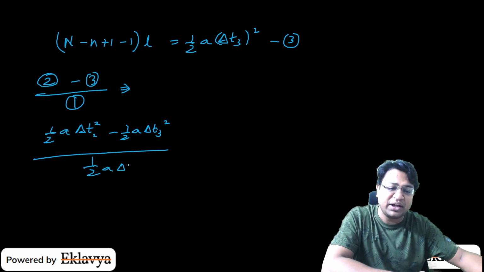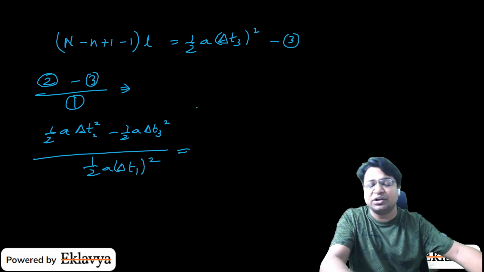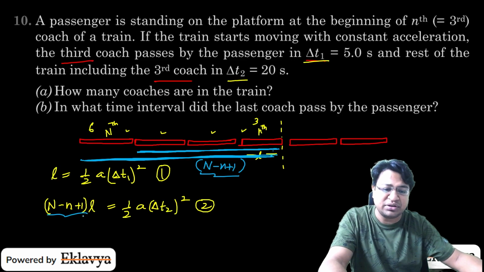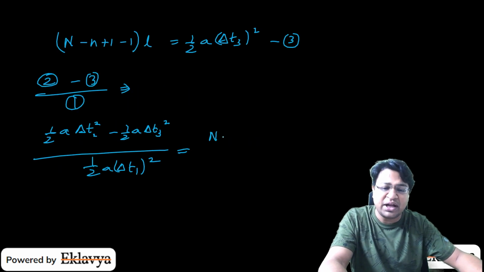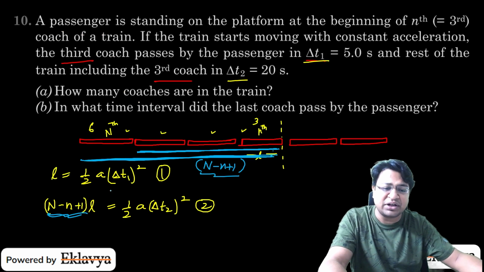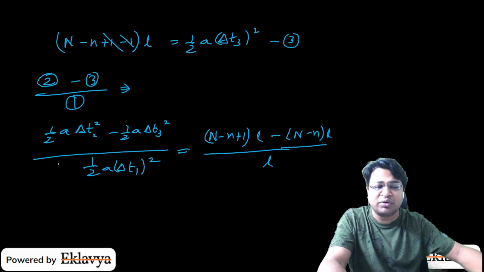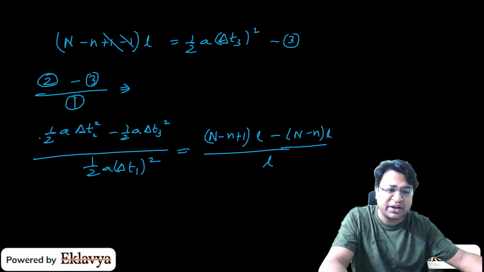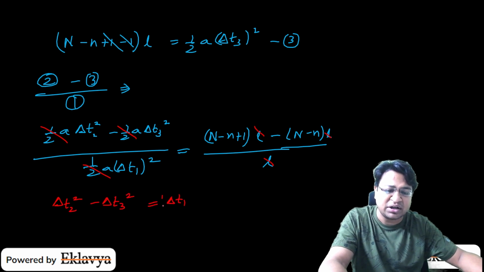Divided by half A T1 square should be equal to now the left hand side of the second equation, this one. Okay, so that would be (N minus n plus 1) into L minus the left hand side of the third equation, this gets cancelled. So it would be (N minus n) into L divided by the left hand side of the first equation, which is simply L. Okay, so what do we end up with? This half A gets cancelled. Okay, this L gets cancelled. So we end up writing delta T2 square minus delta T3 square is equal to delta T1 square.